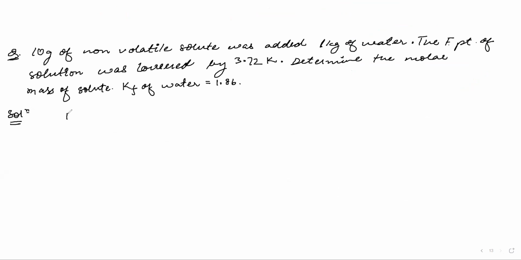Solve this and let me know what is MB. 1000 into Kf into W of B upon delta Tf into W of A. This is an easy one.